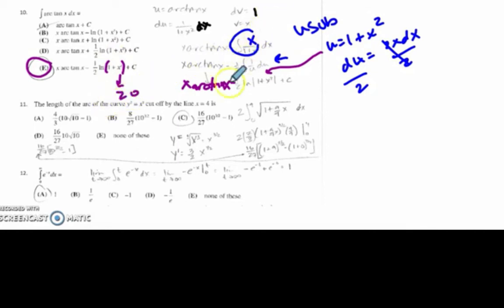Okay, number 11 is an arc length problem. And it might be useful to draw a picture here. We have y squared equals x cubed, and then the line x equals 4. So if I draw in the line x equals 4, it's here. Now, if I square root both sides, I'll have y equals plus or minus square root of x to the 3 halves. I think we're going to get this thing that looks like a bird flying right here.